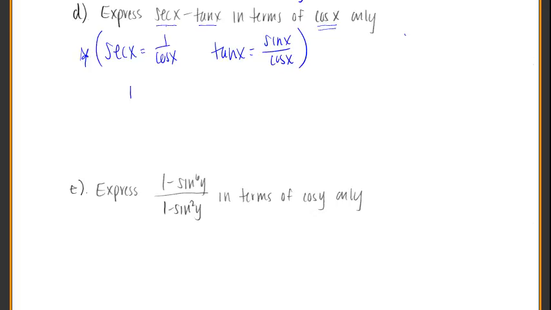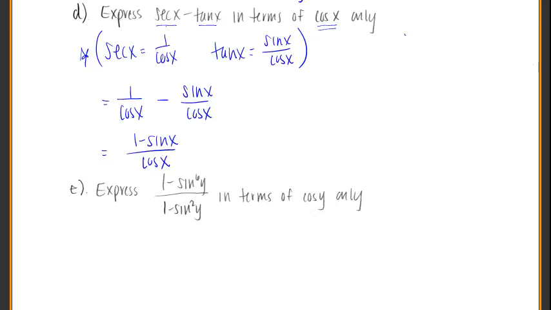So secant, I'm going to write that as 1 over cosine of x minus tangent, which is sine of x over cosine of x. Well, we have a common denominator, so we can write that as 1 minus sine of x over cosine of x.